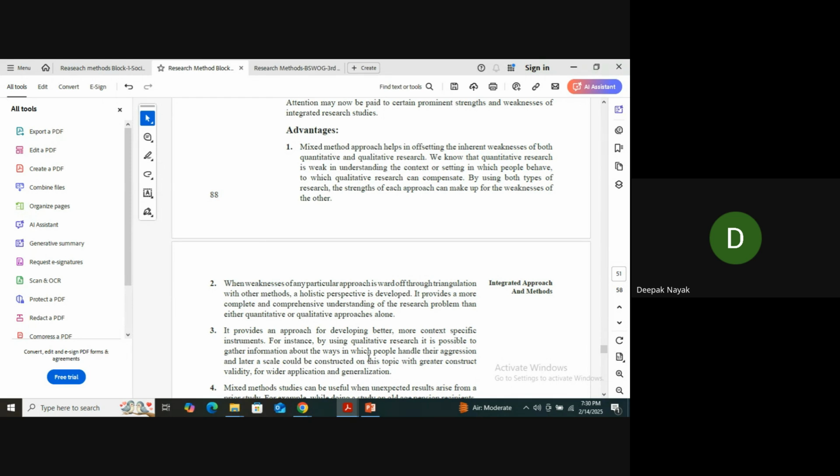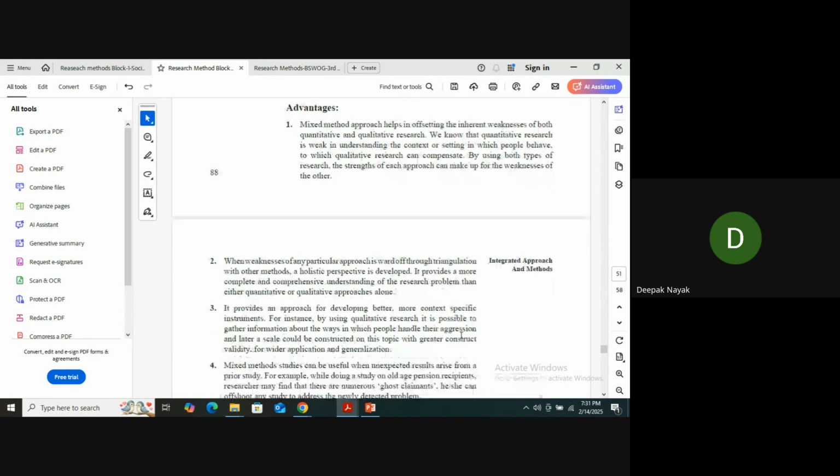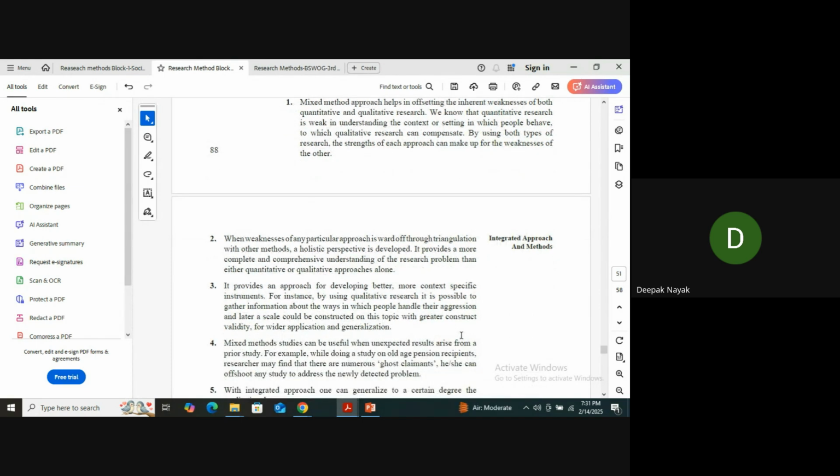The areas which are not covered under quantitative method are covered by qualitative method, and the areas which are not possible to cover under qualitative method are covered under the quantitative method. That's why overall the mixed method research provides a holistic perspective, including all kinds of information in different styles and different forms to make a study a more perfect one. That is the advantage.